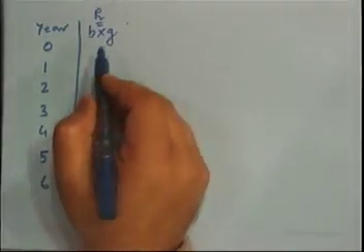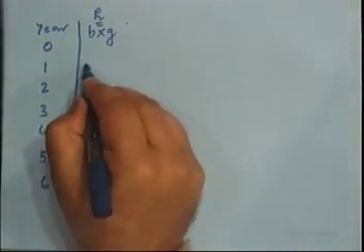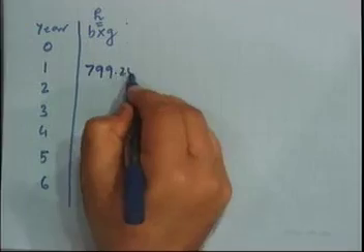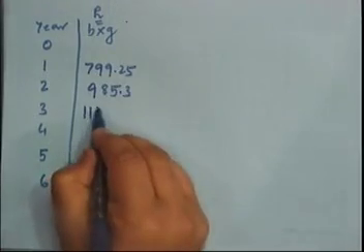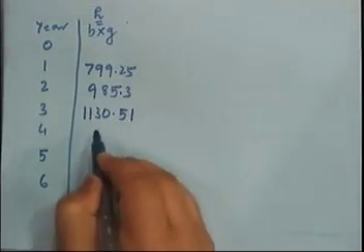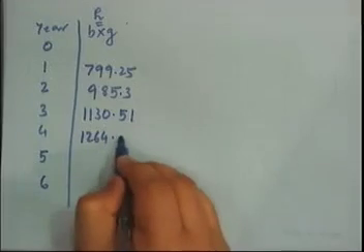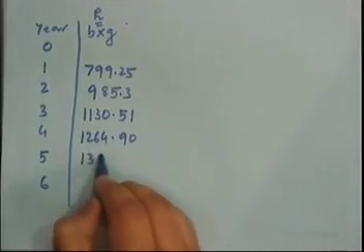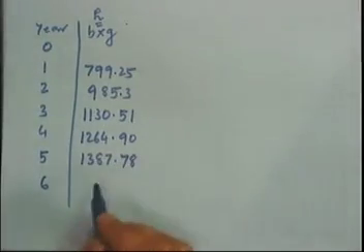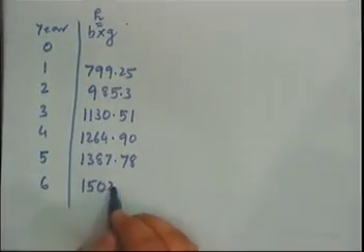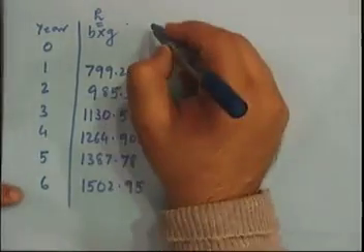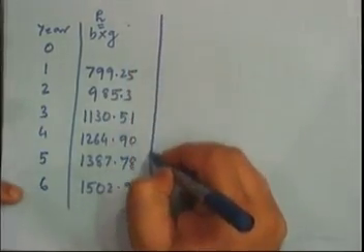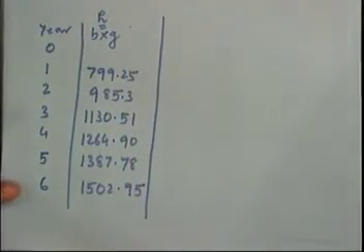So, this will become for year 1 799.25, this will become 985.3, 1130.51, 1264.90, 1387.78, 1502.95. So, this is as far as the annualized value of present running cost is concerned.